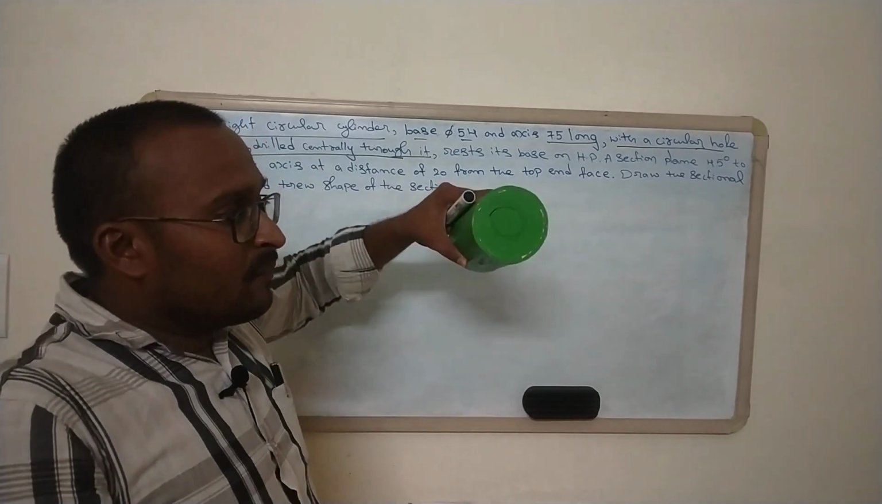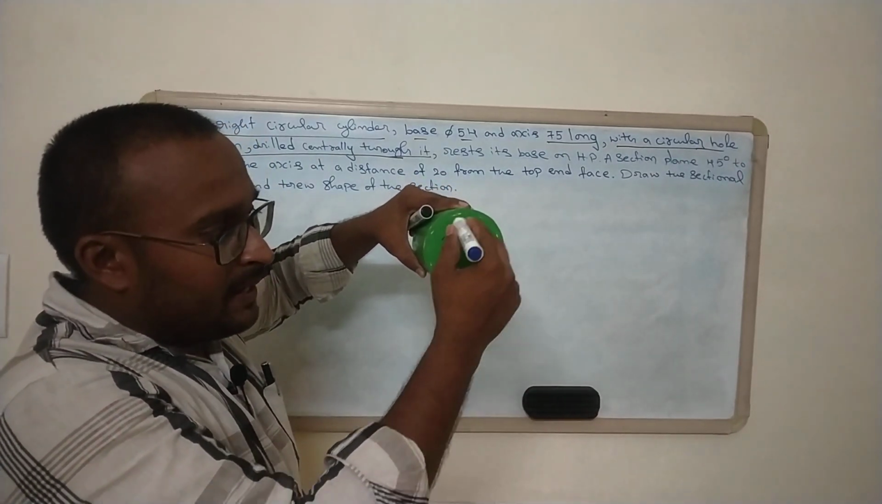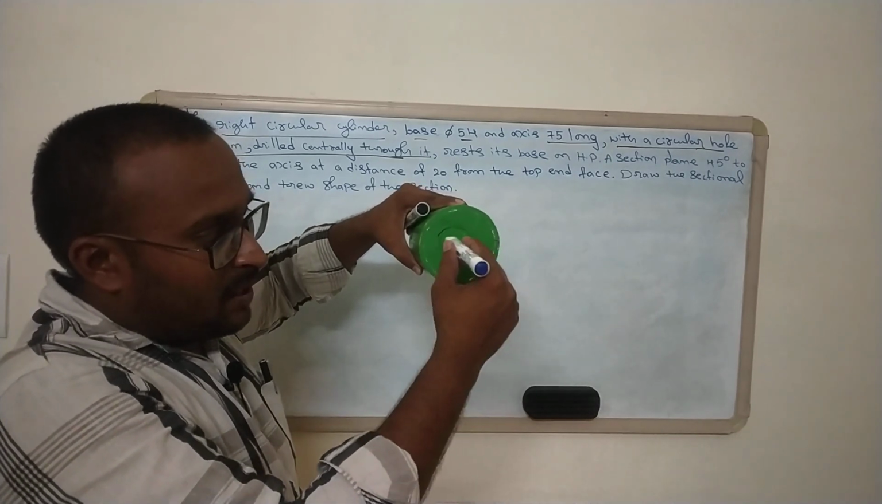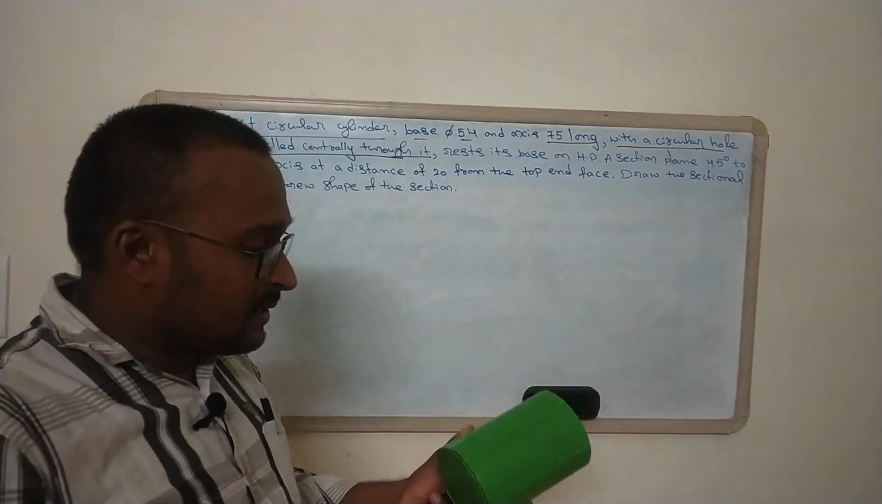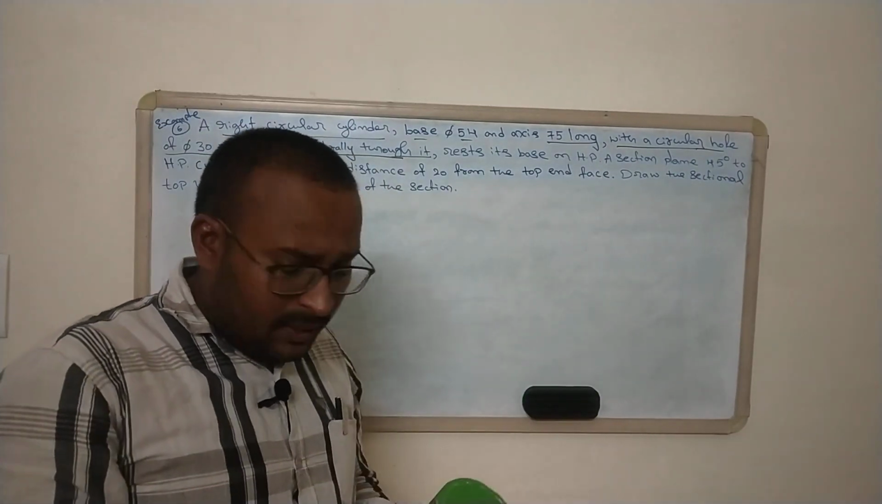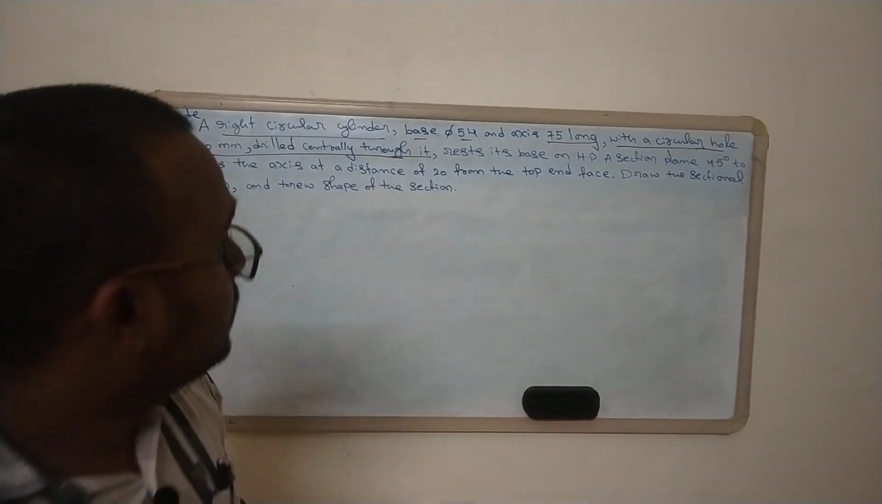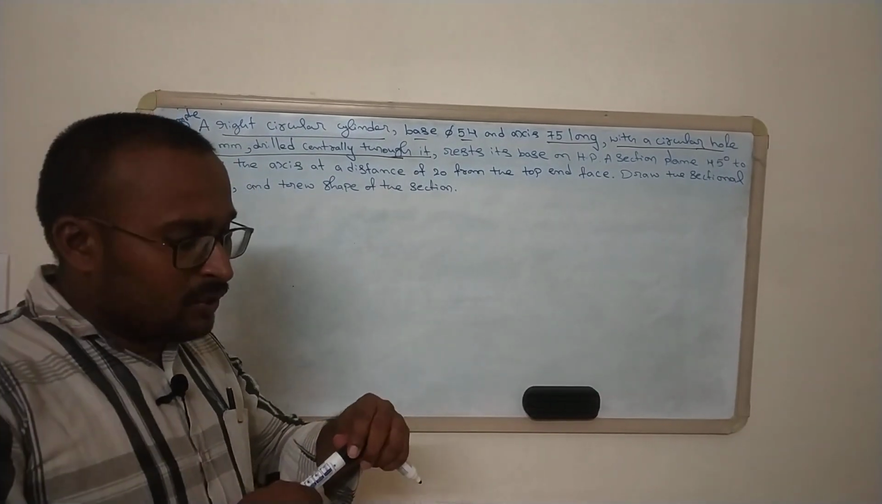At the same time, whenever we see it from the top view, there will be two circles, one circle and a second circle. So it looks like a hollow cylinder.